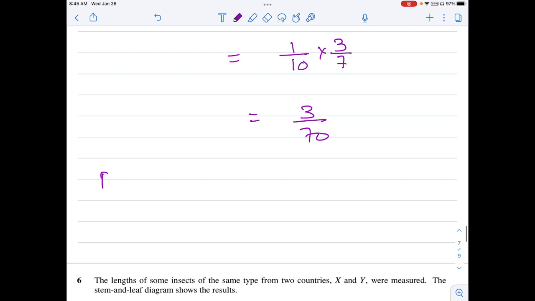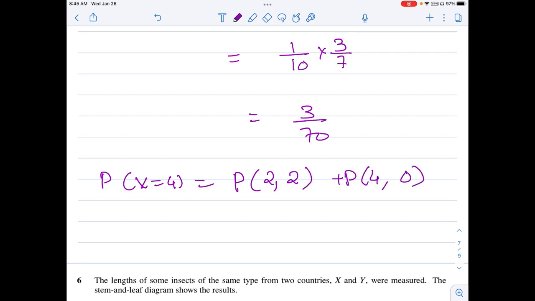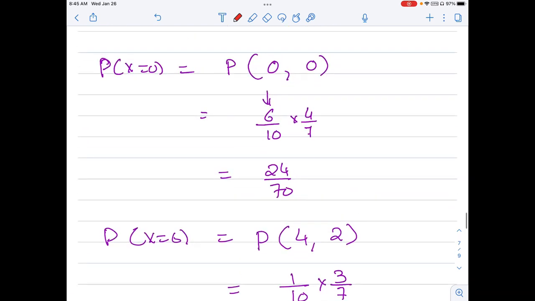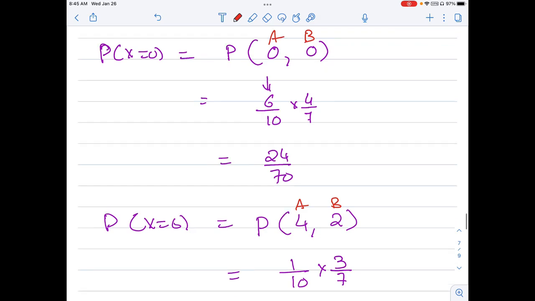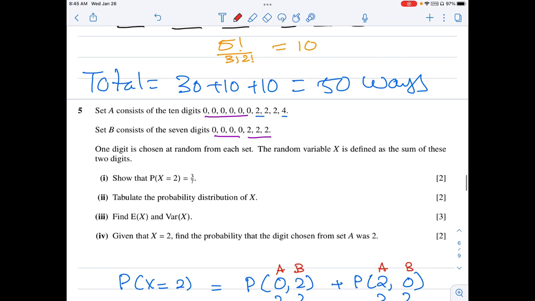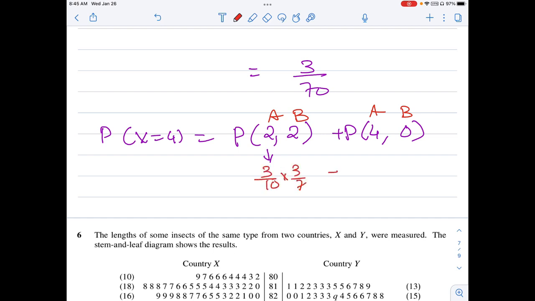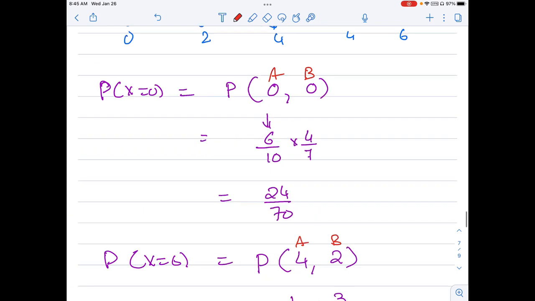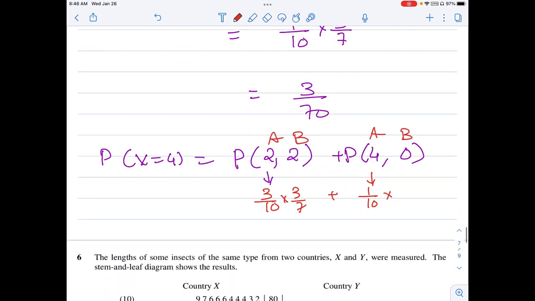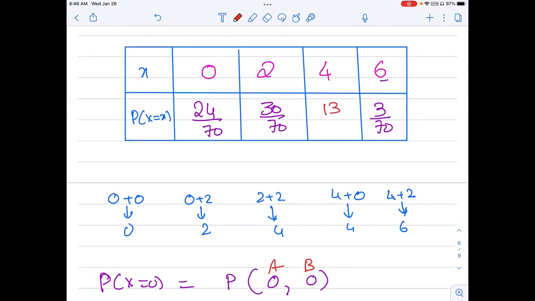Now I do for 4 also. Probability of x is equal to 4. So it should be 2 from A and 2 from B, or 4 from A and 0 from B. How many 2's are there in A? So let me write it out over here to make it clear. A, B, A, B. Similarly, this is also A, B, from A and from B. So how many 2's are there in A and how many 2's are there in B? There are 3 and 3. So 3 by 10 times 3 by 7, or how many 4's are there in A? 1 upon 10. And how many zeros are there in B? 4 zeros. 4 upon 7. So it is 9 upon 70 plus 4 upon 70, which becomes 13 upon 70. So fill the table, 13 upon 70. So that is the probability distribution table.